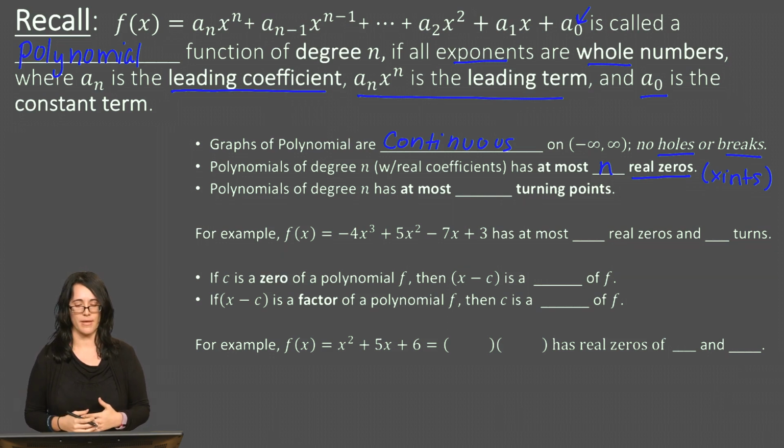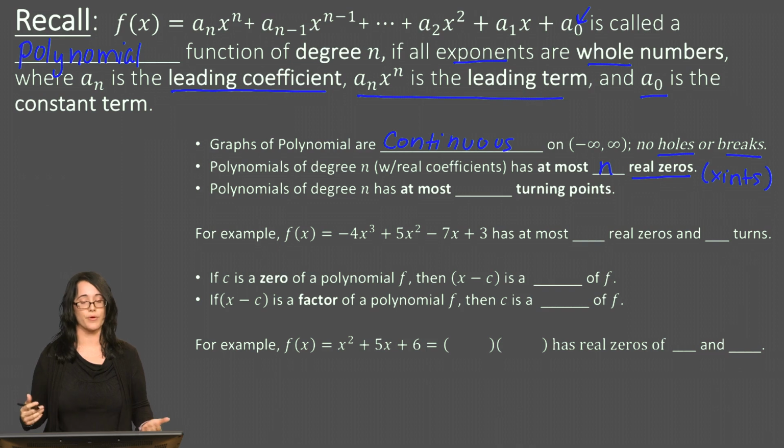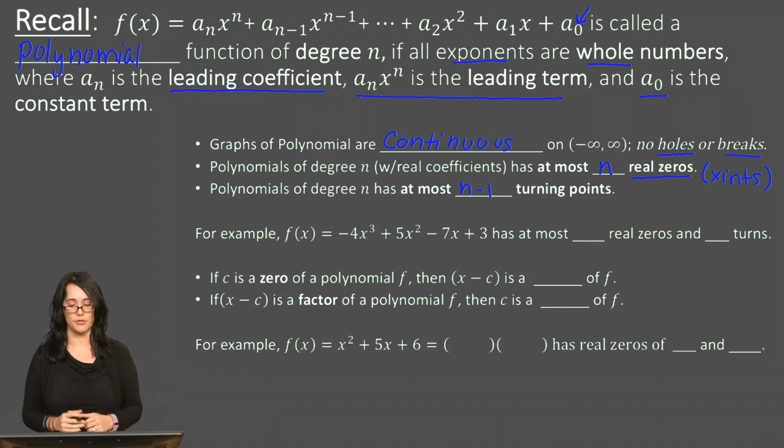Similarly, by knowing the degree, we know how many times that polynomial's graph could turn around, right? So if I have a degree 5 polynomial, it turns out that I could have up to, but no more than, 4 turns. In other words, the degree minus 1, or n minus 1, is the number of turning points that we could have potentially, up to.